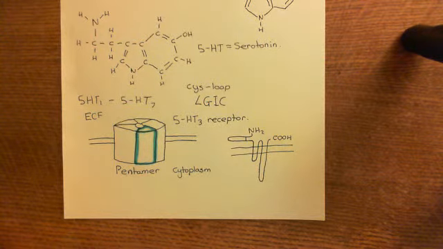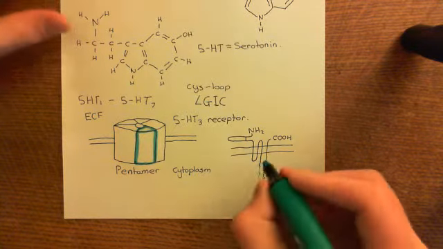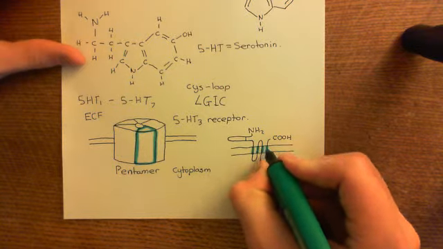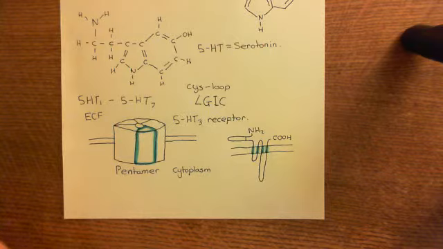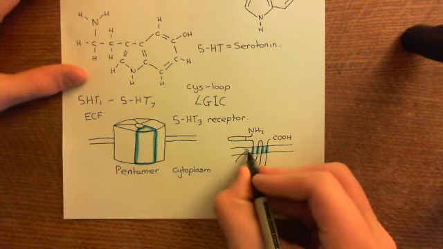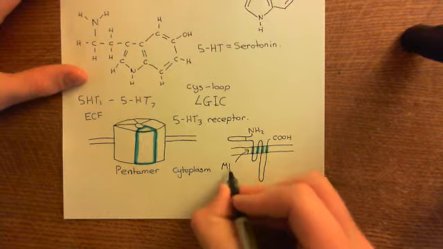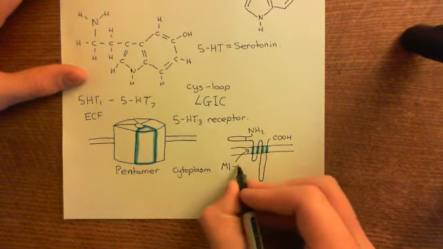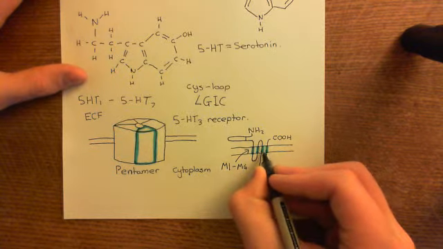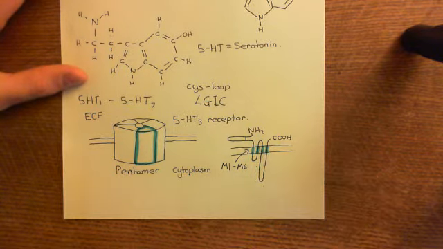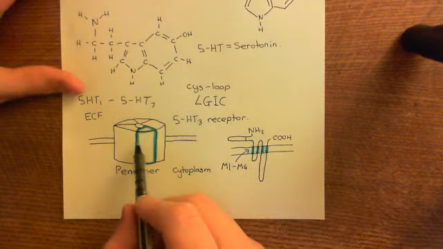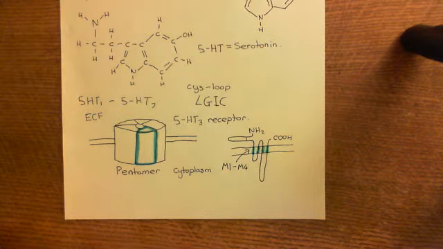Okay, so let me highlight some important portions of this structure. We have these 4 membrane-spanning alpha helices here, shown in turquoise, and these are labelled M1 through M4. This first one, which is closest to the amino terminus, is the M1 membrane-spanning alpha helix. The second one is M2, then the third one, M3, and the fourth one, M4. Those form the transmembrane region of each of these subunits of the 5-HT3 receptor.